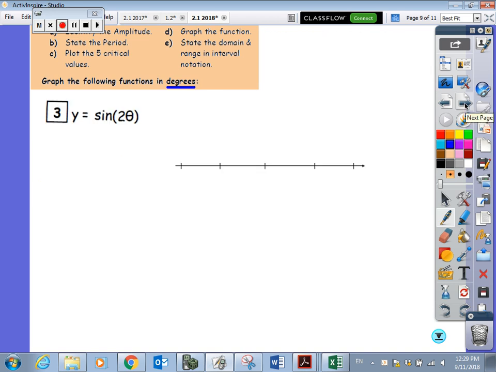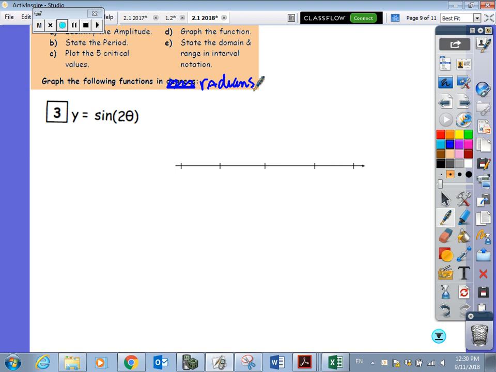All right, sine 2 theta. Now the 2's in a different place. And I think this one says radians on your notes. Okay, so these 3 are going to be in radians. All that means is when we do our period, we use 2 pi over b instead of 360 over b. That's all that we're changing.